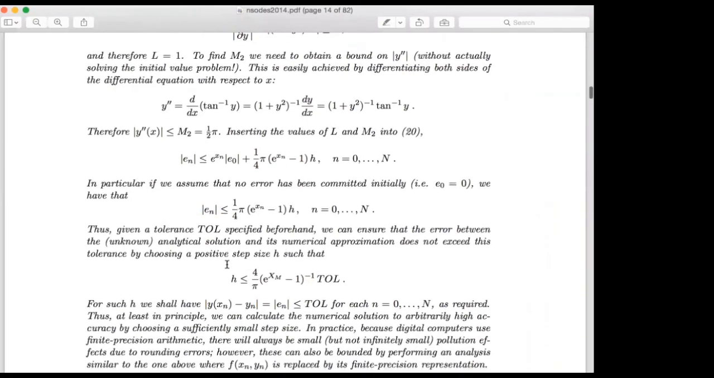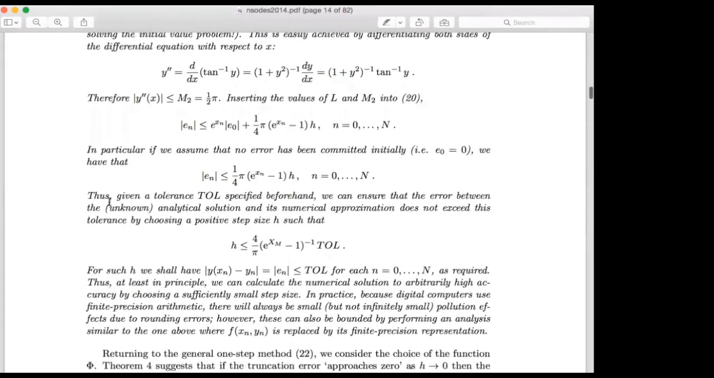That is important, so I will explain that part from here. Given a tolerance TOL is specified. What is tolerance? As I told you, the user can give the tolerance, specified beforehand. So we can ensure that the error between the unknown analytical or exact solution and its numerical approximation does not exceed this tolerance by choosing the step size.